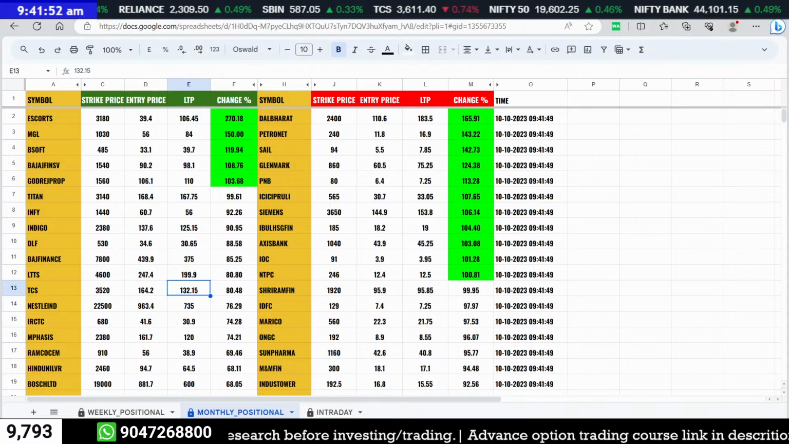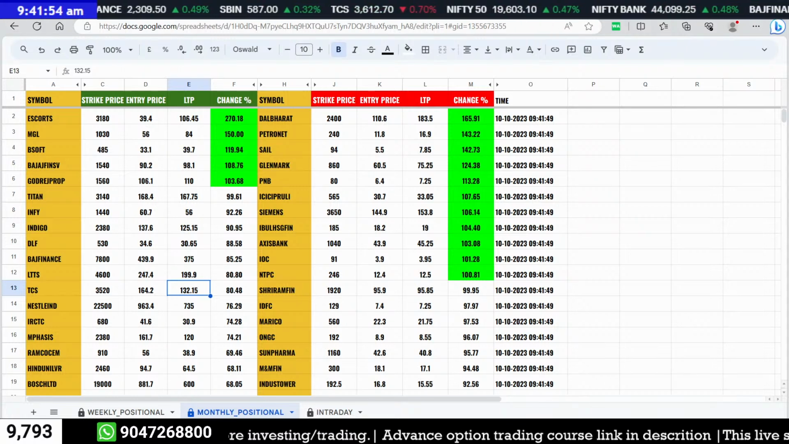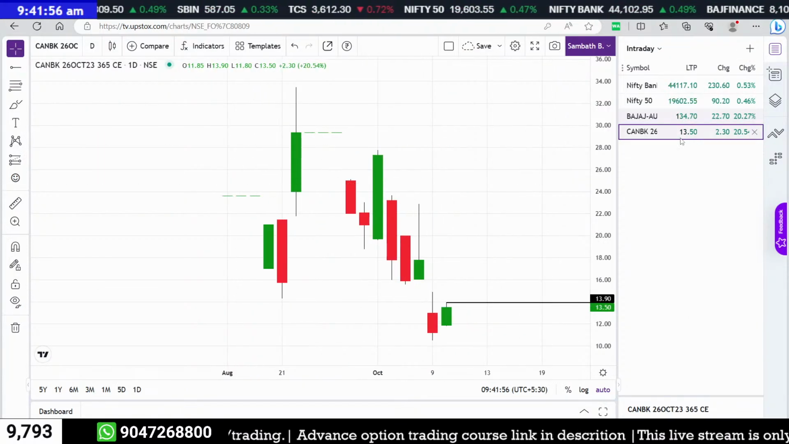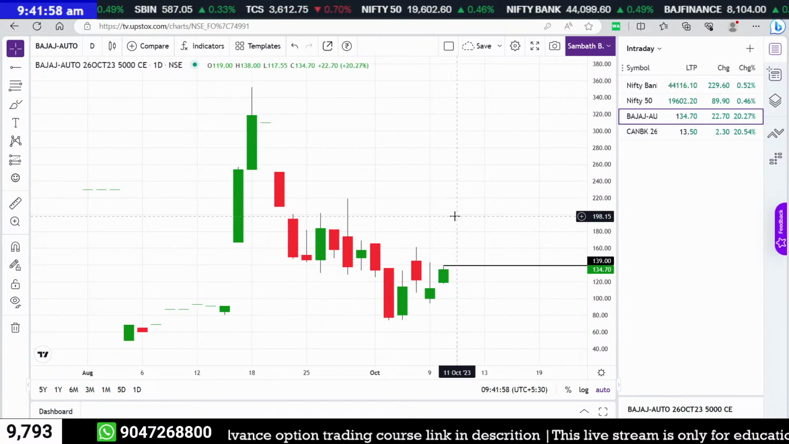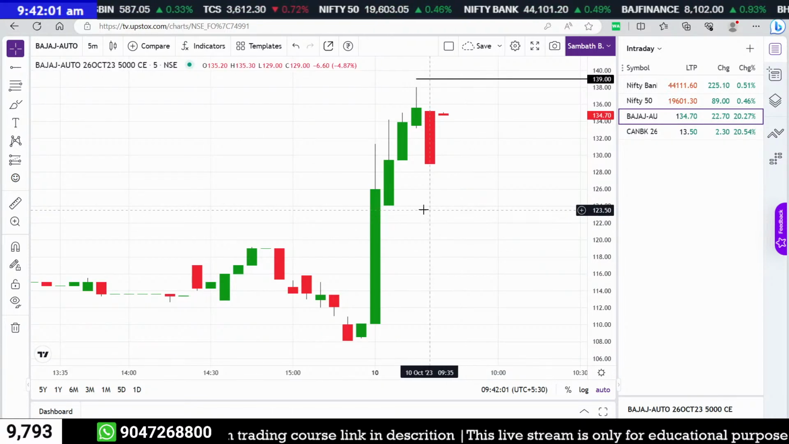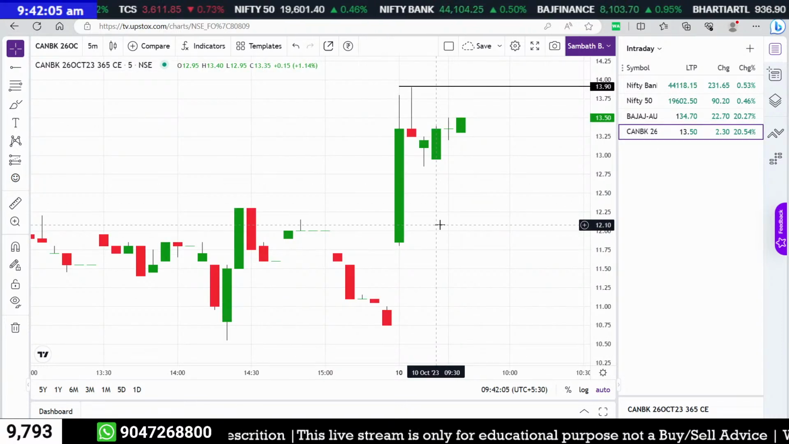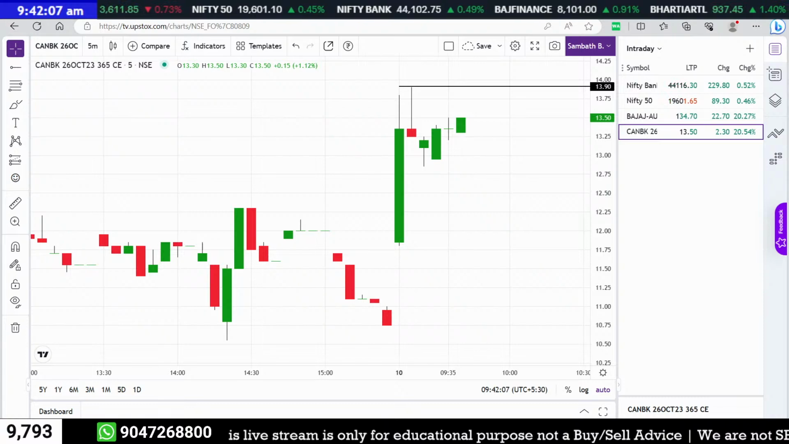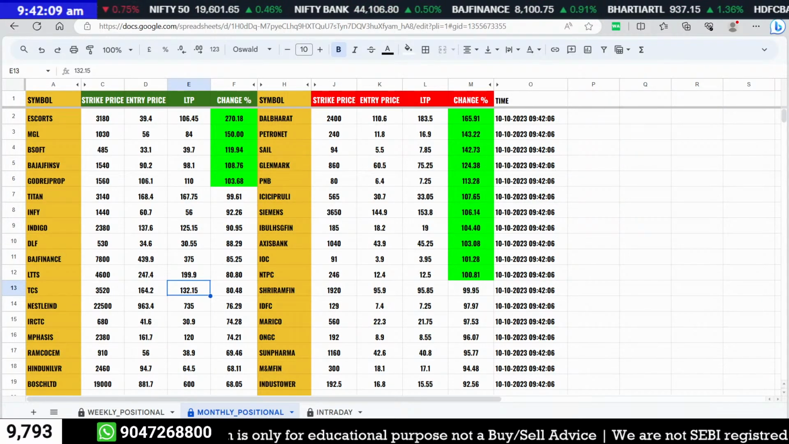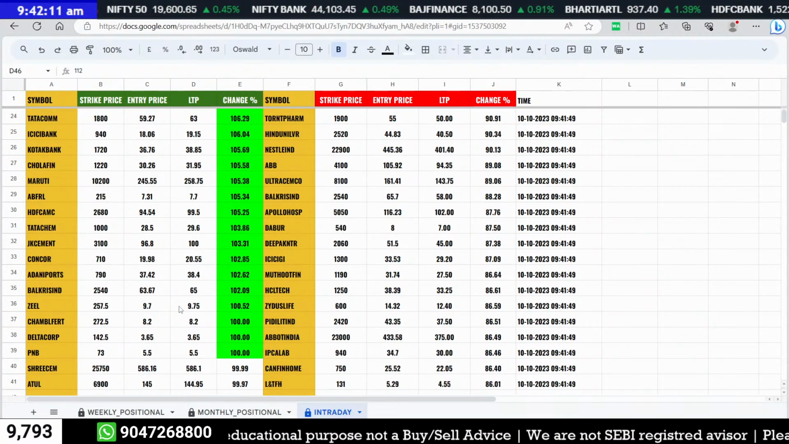I think Bajaj Auto may be triggered above 139. In Canara Bank, we are looking for above 13.9. So maybe one or two scalping opportunities with our intraday scanner.